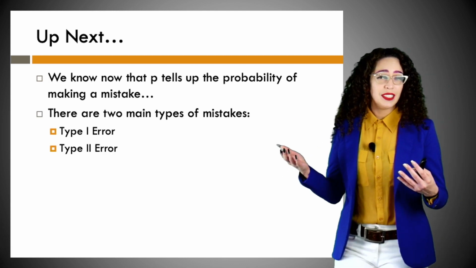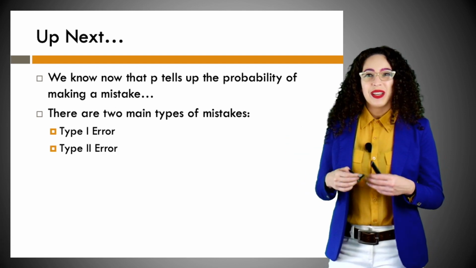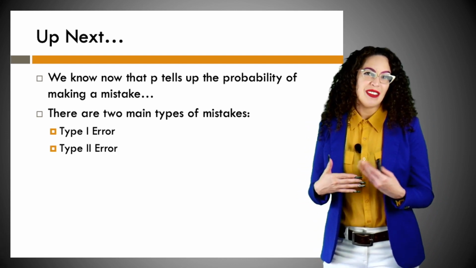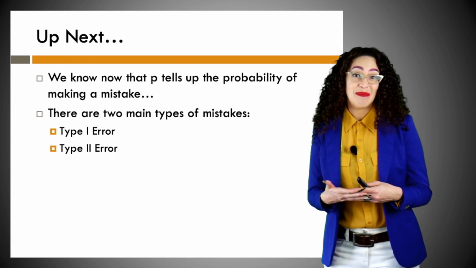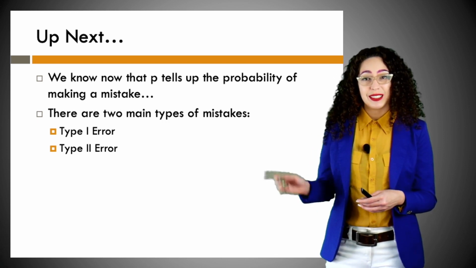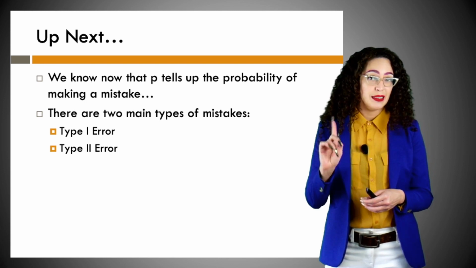Now that we know all of the steps of hypothesis testing, yay, we made it. We also now know that we can sometimes make mistakes. Our p-value is kind of telling us the probability of making a mistake and being wrong. There are 2 main types of mistakes, called type 1 error and type 2 error, and that is what we're going to be discussing next.